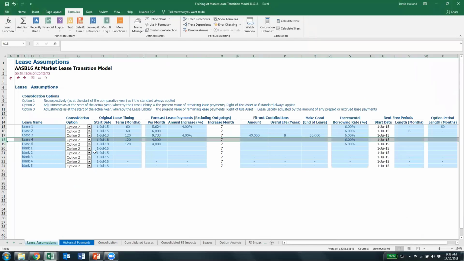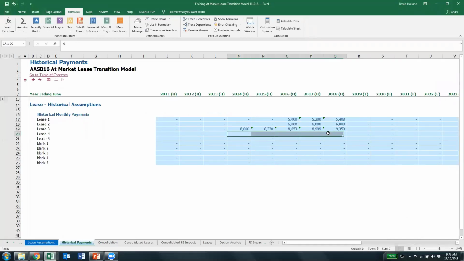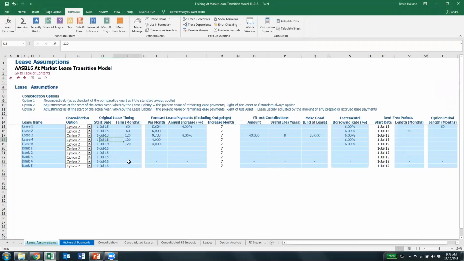So let's have a look at lease 4. Commenced 1 July 2018. Now, you have historical information up to 30 June 2018, which means if you go to the historical payment tab, there is no historical payment information for lease 4. 10-year lease, 120 months, $4,000 per month.